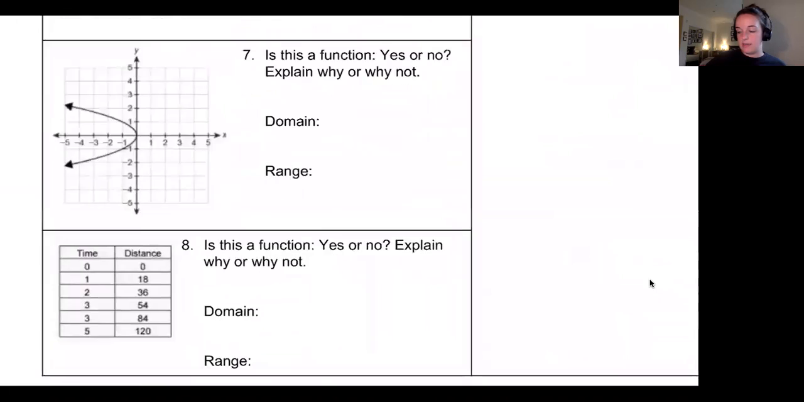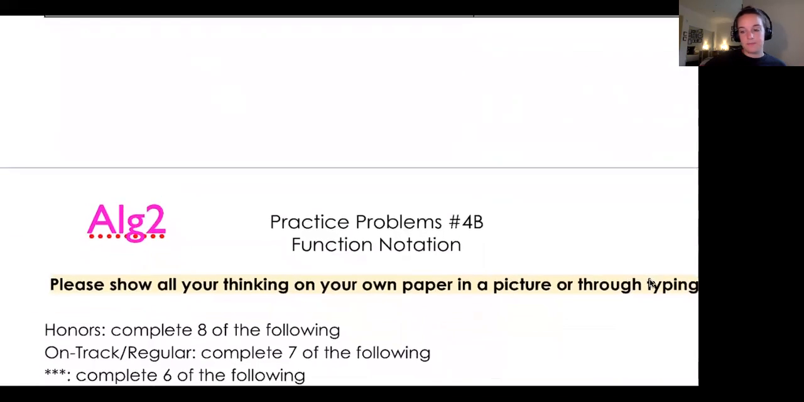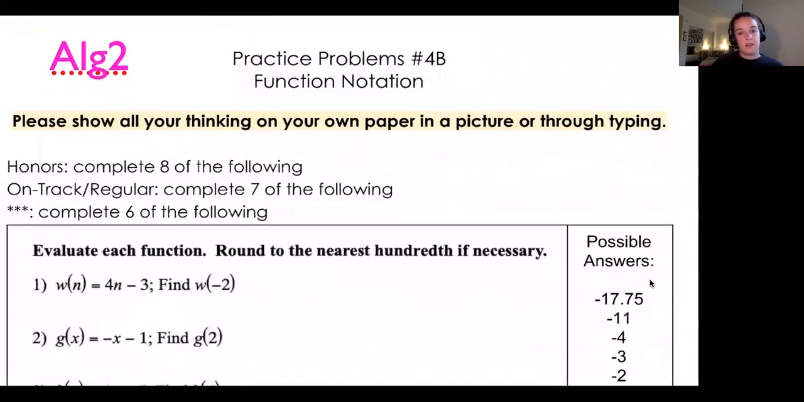And that is number 4A. If you're looking for 4B for Algebra 2, you're in the right place. 4B.